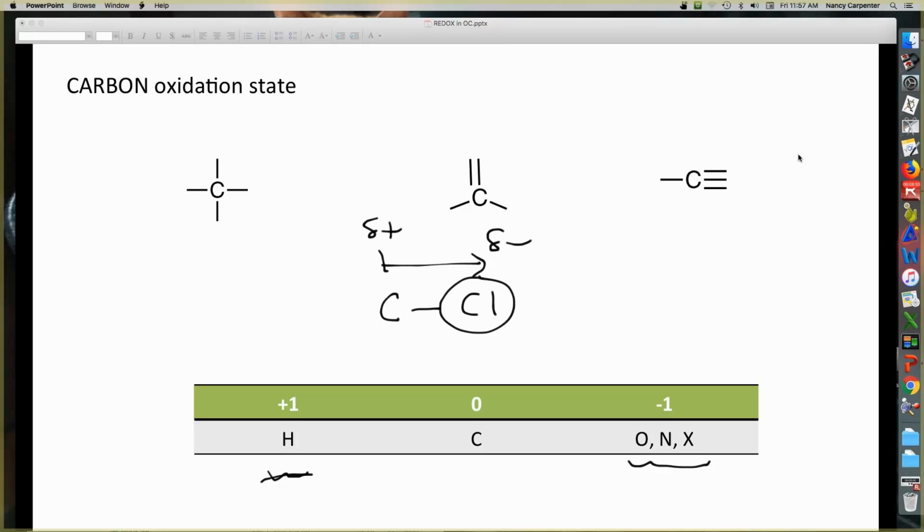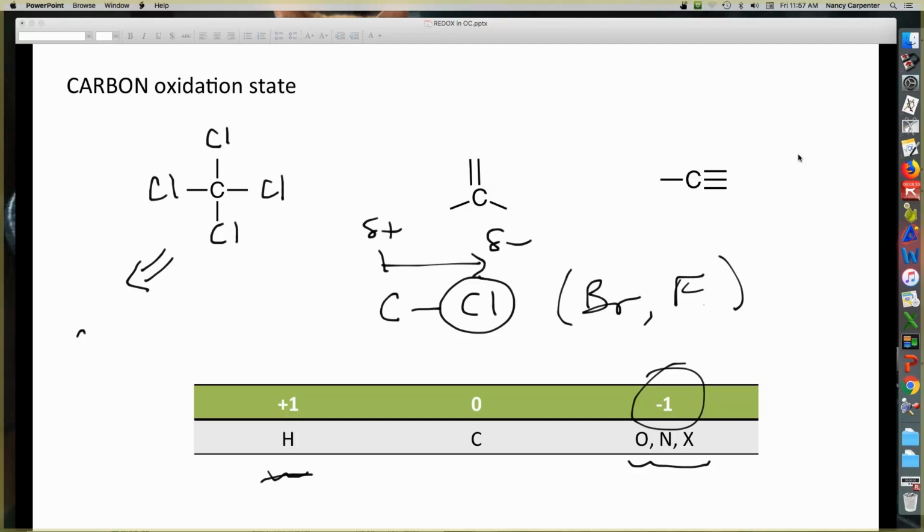So we artificially assign a Cl or a bromine or a fluorine or any of the halides a -1 oxidation state. So that means that if we're going to look at something like carbon tetrachloride, we're going to think of that as carbon +4 and 4 Cl minuses. So the oxidation state on that carbon is +4.